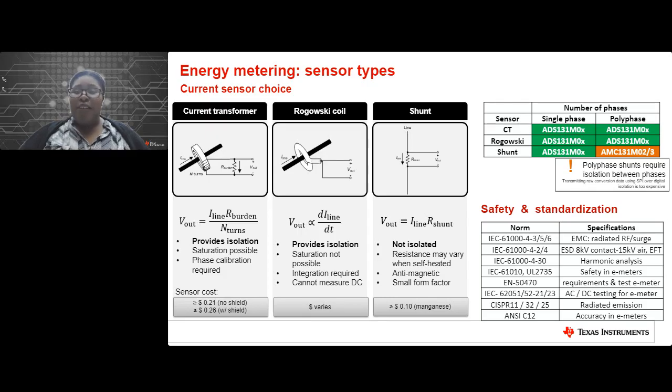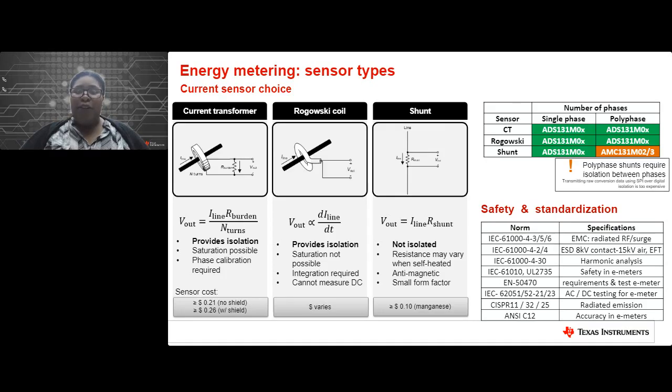So some of the solutions that we provide are the ADS131M0x for single phase CT, Rogowski, or shunt meters. And then for polyphase, you would also be able to use the ADS131 family for both CT and Rogowski because of the fact that it has natural isolation. However, TI had to develop a new solution so that customers could do shunt metering, which is where the AMC131 comes into play. We will discuss a little bit more about this part later on in the session.